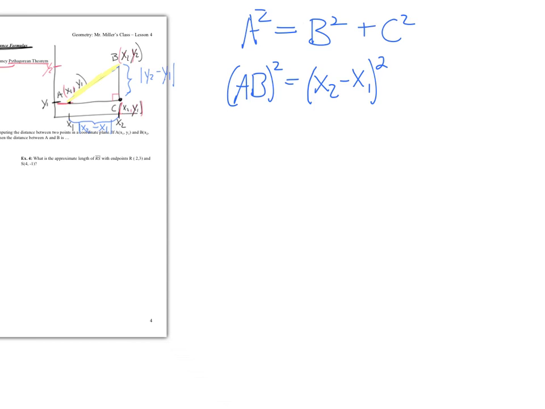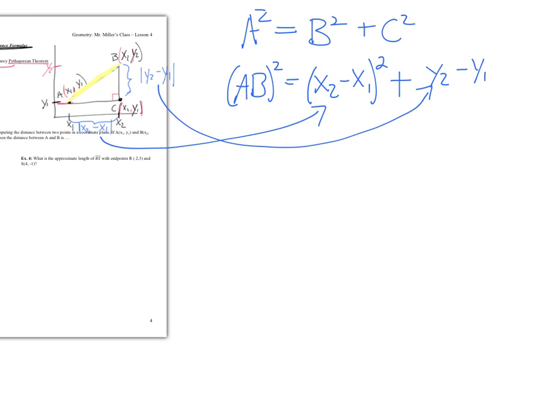Now, earlier we said the distance was the absolute value of this. Well, whenever you square something, your answer has to be positive. So we don't need to write the absolute value sign in. So then we'll take this plus, so this right here is my b squared. And then I'm going to take the y, and that'll be my c squared. So I'm going to say this is y2 minus y1 squared. And again, we don't need the absolute value, because I'm squaring the number and therefore it'll be positive.